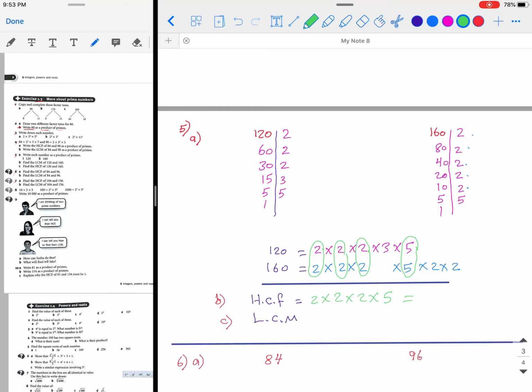2 by 2 by 2 is 8. 8 multiplied by 5, you will get 40. So 40 is the HCF, the highest common factor. Okay, 40. Okay, what about LCM?